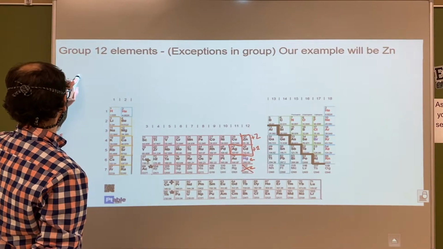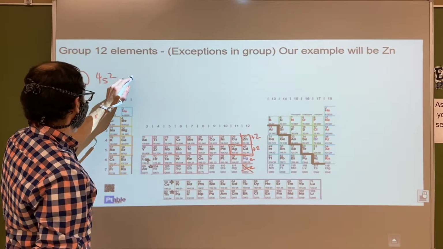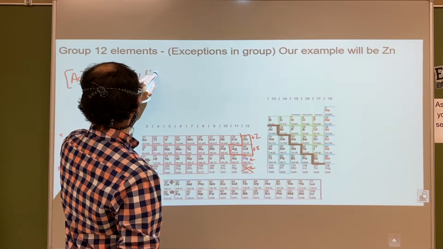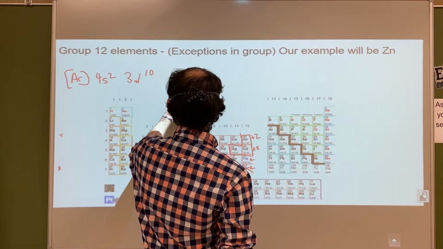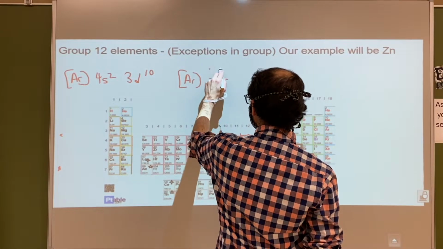Zinc is going to be argon, 4s2, 3d10. So it's going to also be 4s up down.